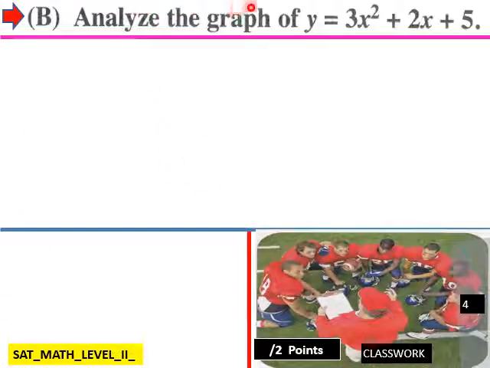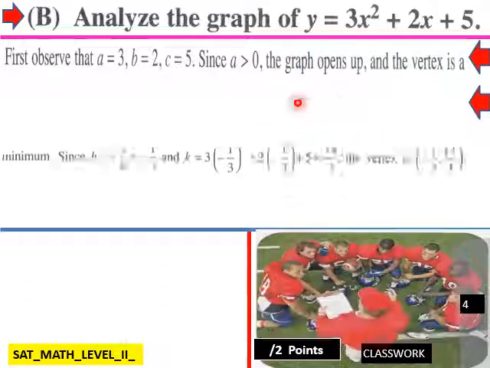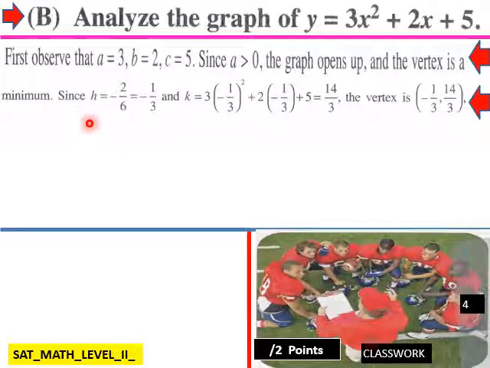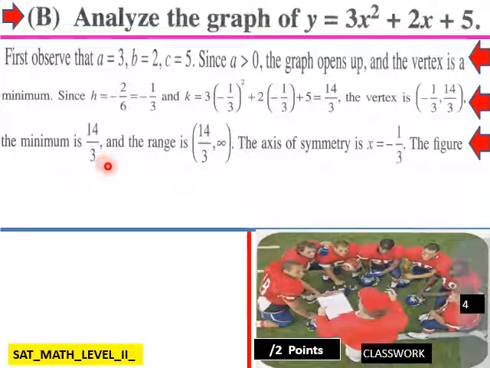Let's try another one. Analyze the graph of y equals 3x squared plus 2x plus 5. First observe that a equals 3, b equals 2, and c equals 5. Since a is greater than 0, the graph opens up, and the vertex is a minimum. Since h equals the negative of 2 over 6, which equals negative 1/3, and k equals 3 times negative 1/3 squared plus 2 times negative 1/3 plus 5, which is 14 over 3. So here's your vertex, negative 1/3 and 14 over 3. The min is 14 over 3, and the range is 14 over 3 to positive infinity, so it goes up. The axis of symmetry is x equals negative 1/3.